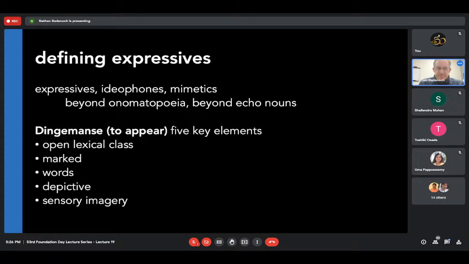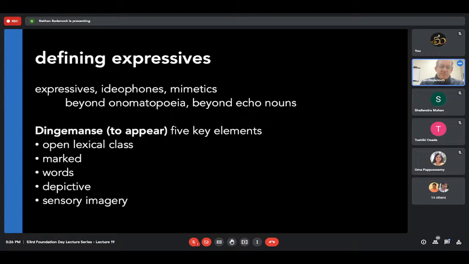And this is important because previously, there's the question about how productive speakers can be in creating new expressives. And there seems to be some leeway in some languages. However, it's not a free-for-all in terms of making up expressives however you go.